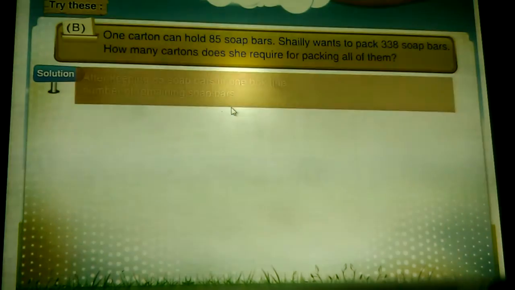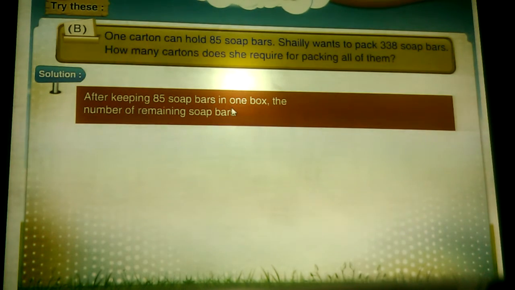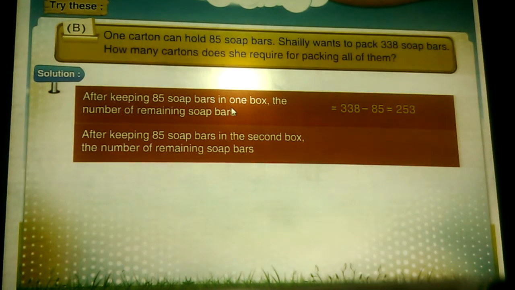Solution. After keeping 85 soap bars in one box, the number of remaining soap bars is equal to 338 minus 85, that is equal to 253. After keeping 85 soap bars in the second box, the number of remaining soap bars is equal to 253 minus 85, that is equal to 168.